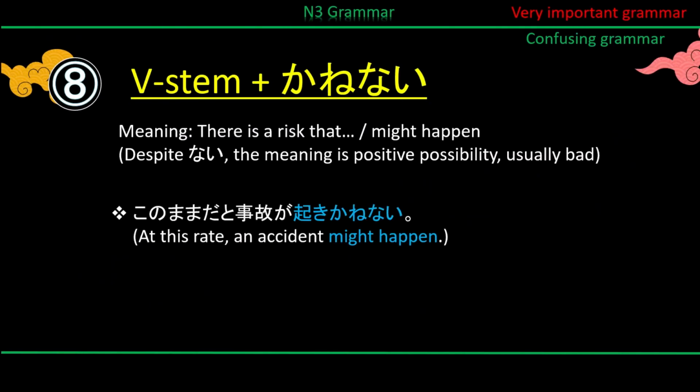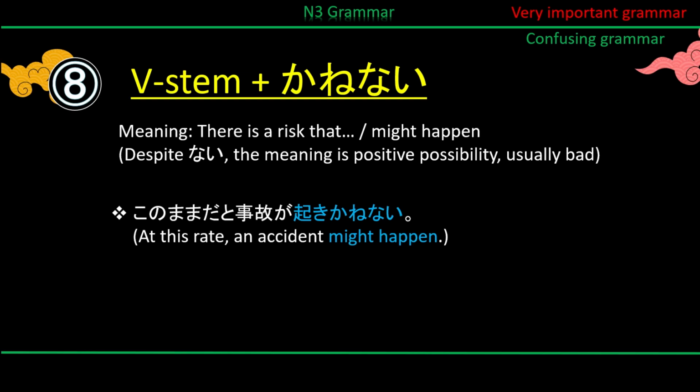Next, let's look at a very confusing but extremely important grammar point. Many students get confused by this one because it ends with nai. So they automatically assume the meaning is negative. However, this is where most students make a mistake. So even though it ends with nai, kane nai actually expresses a possibility, meaning something might happen. So yes, despite nai, the meaning is not negative. Kane nai is used to warn that something undesirable may occur if the current situation continues.